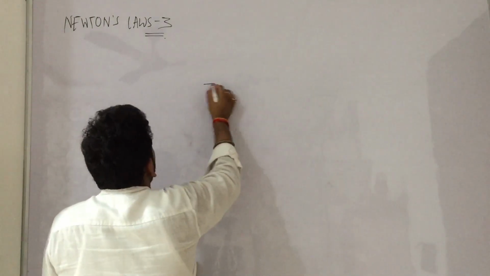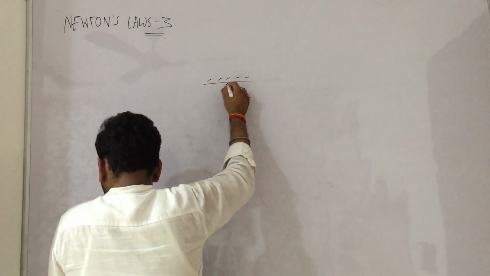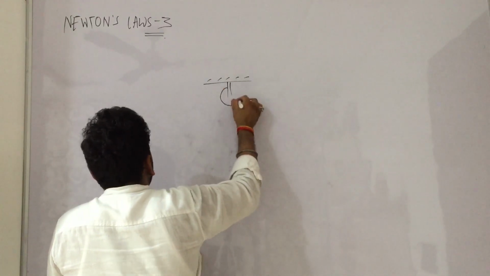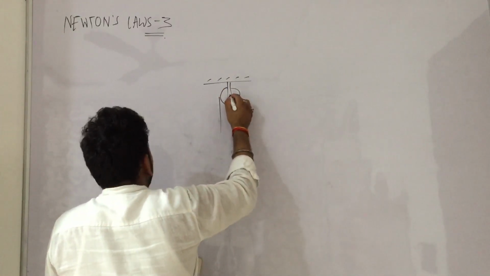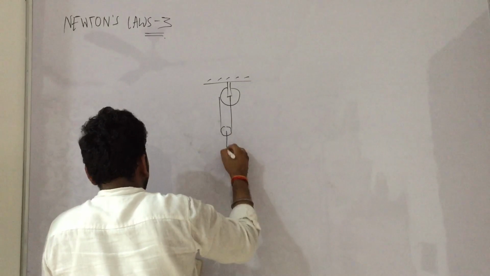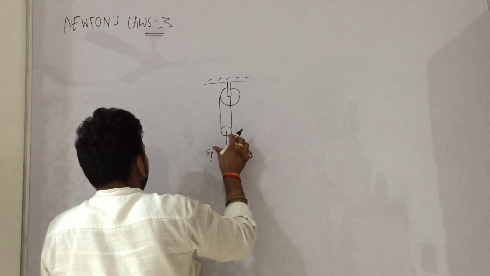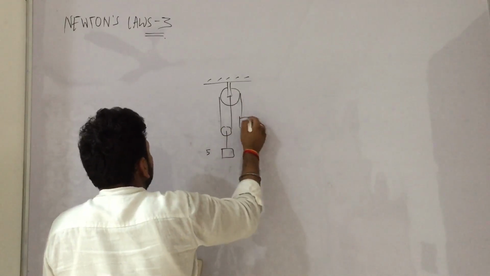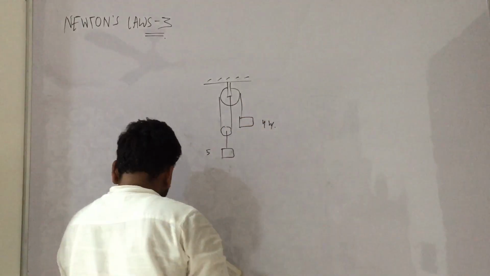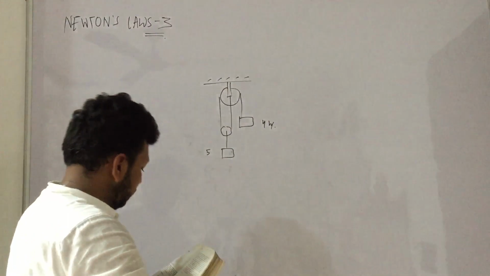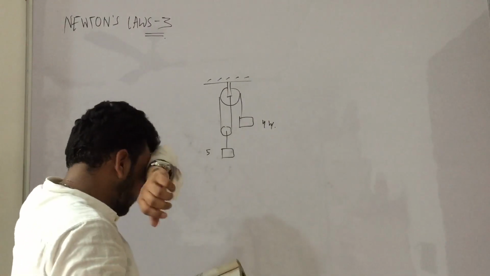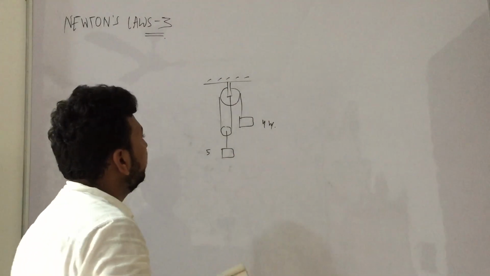And if you properly practice these concepts, most of the problems you will find very easy. In Newton's law, so this is 5 kg, this is 4 kg. So let us again form the FBD.